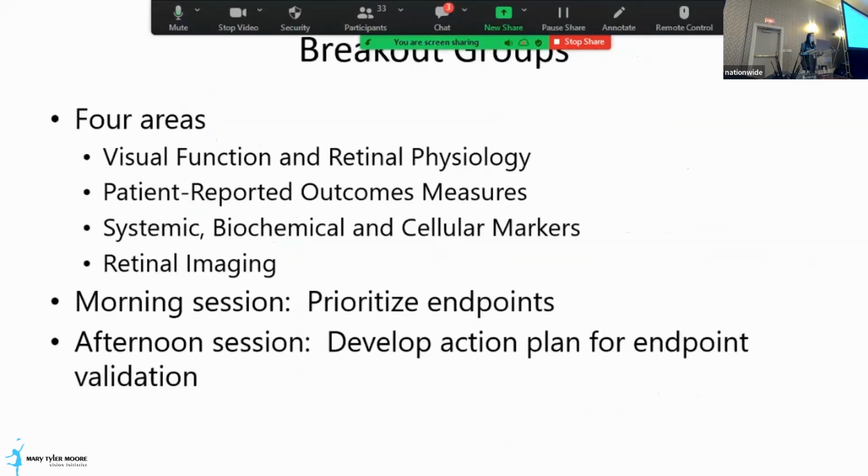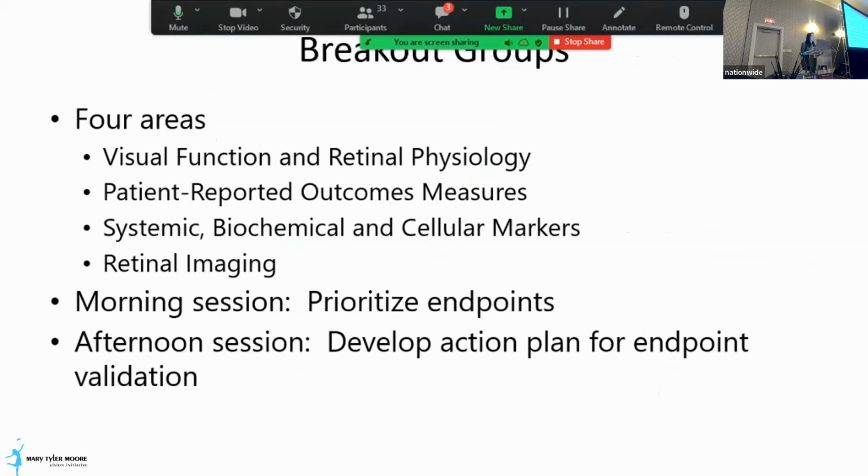So our breakout groups are in 4 areas, and if you're not sure which breakout group you're in, it is listed in the program in a couple of places. We have lists of the breakout groups. We also have lists of all the workshop participants with your group assignments in there. 4 areas of visual function and retinal physiology that will be led by Adam Glassman. Patient-reported outcomes measures by Stella Vajosevic, systemic biochemical and cellular markers by Lloyd Pauliello, and retinal imaging by me.